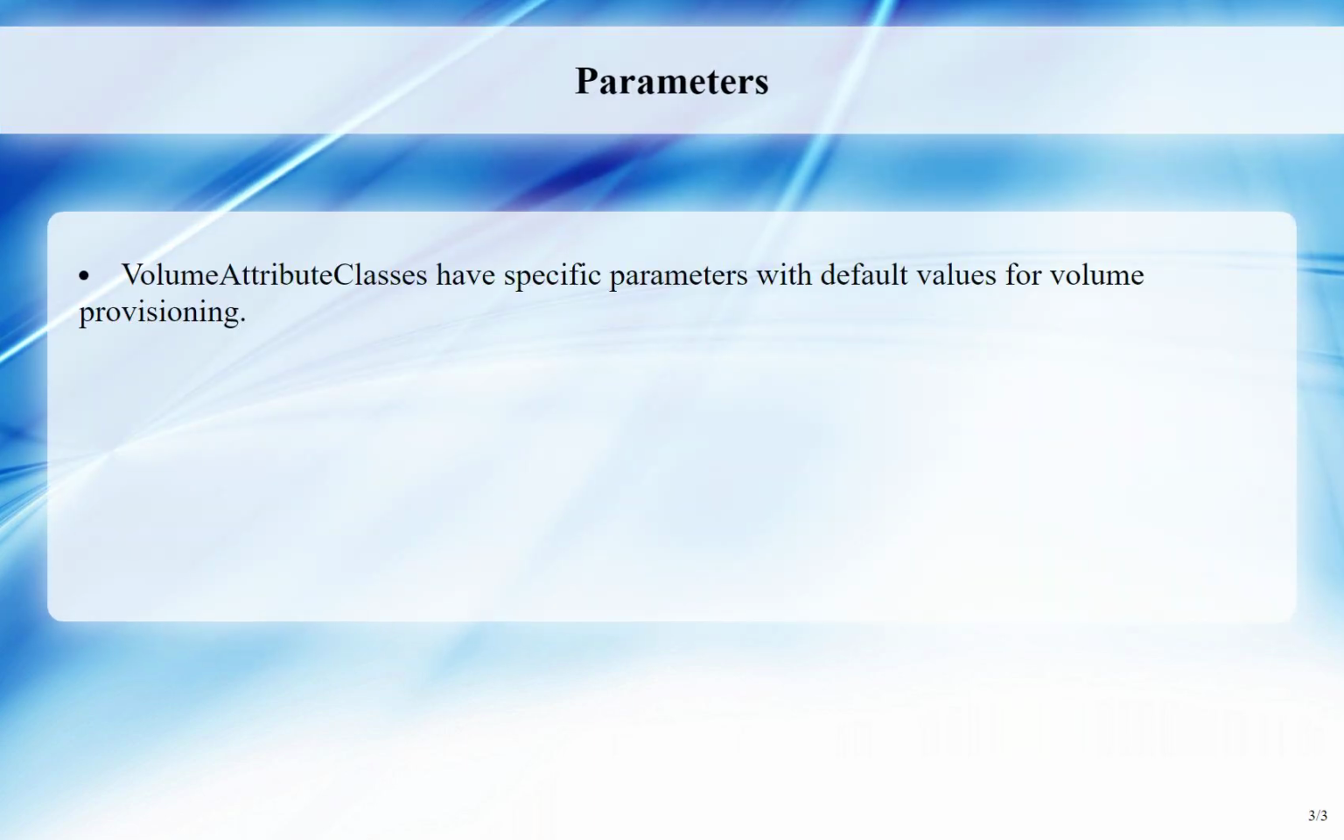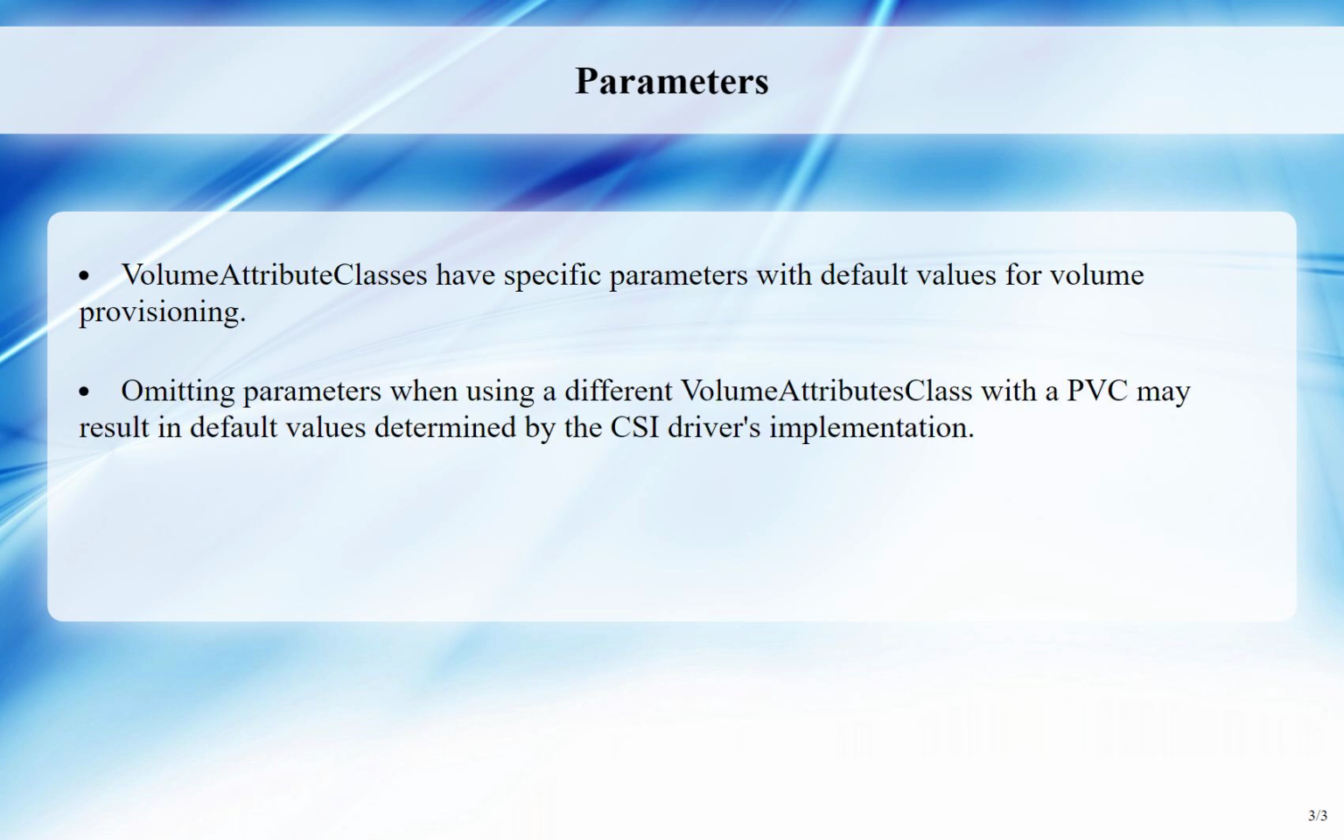Volume attribute classes have parameters specific to them, such as 4000 for the IOPS parameter and throughput parameter for GCE PD. If a parameter is omitted, the default value is used during volume provisioning. If a user applies a PVC with omitted parameters using a different volume attributes class, default values may be used based on the CSI driver implementation. Refer to the related CSI driver documentation for more information.